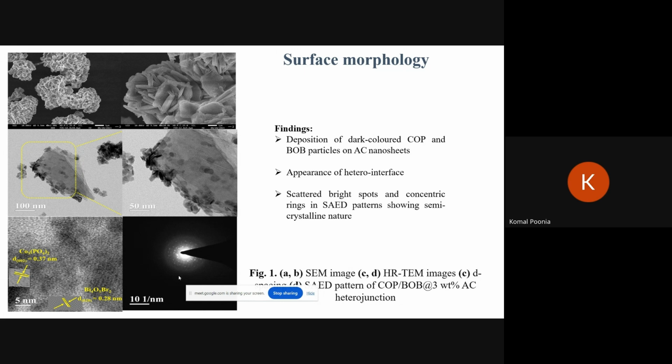Next, for the confirmation of the presence of both the bare semiconductors, d-spacing values showed that 0.37 nanometer confirmed the presence of cobalt phosphate, and the 0.28 nanometer d-spacing value is designated for bismuth oxybromide. Further, the SAED pattern confirmed the semi-crystalline nature. As we can see, the bright spots are in a concentric ring form structure. It shows the semi-crystalline nature of the nanocomposite.